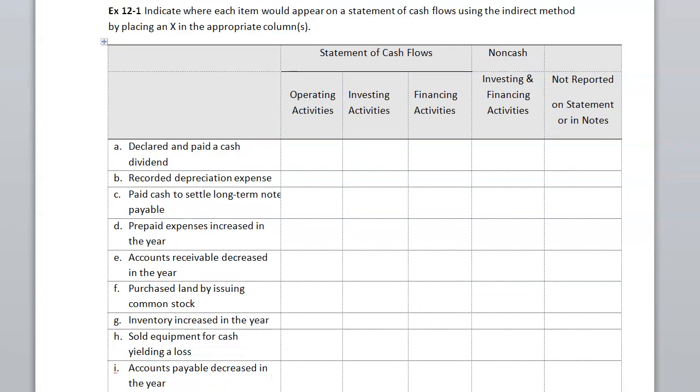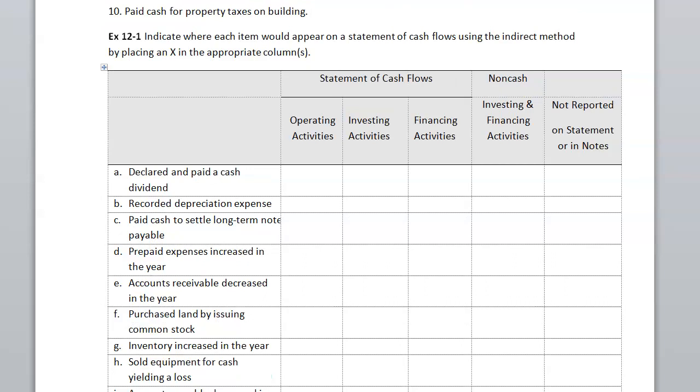On the next exercise, 12-1, indicate where each item would appear on a statement of cash flows using the indirect method. Declared and paid a cash dividend, financing. Recorded depreciation expense, operating. Remember, that's one of the adjustments to net income. Paid cash to settle long-term notes payable. It's going to be financing. Prepaid expenses increased in the year, operating. Prepaid expenses are a current asset.